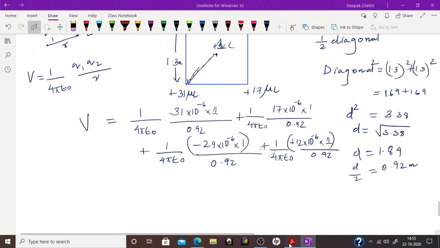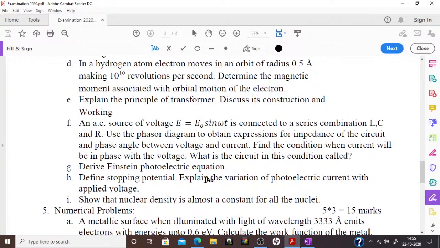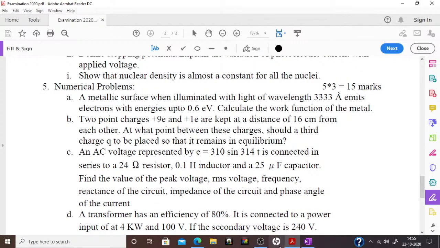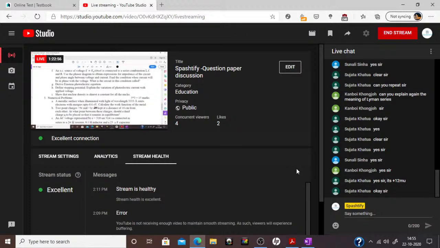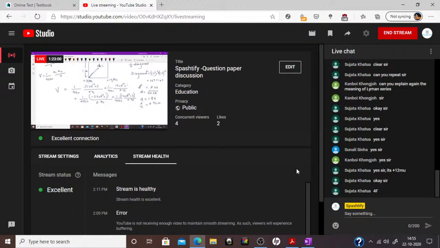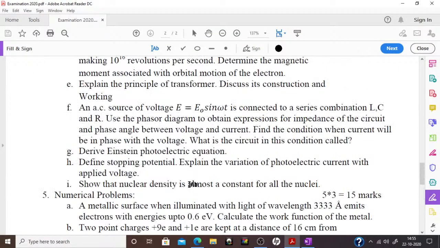What is the next question you want to ask from 4? Any question from 4? I think others are simple. For F, what is F? An AC source. Find the condition when the current will be in phase with the voltage.